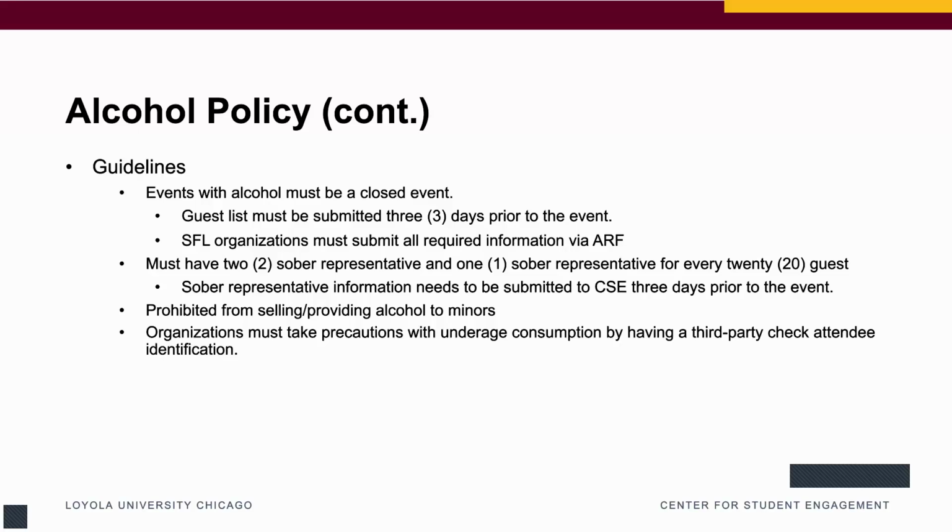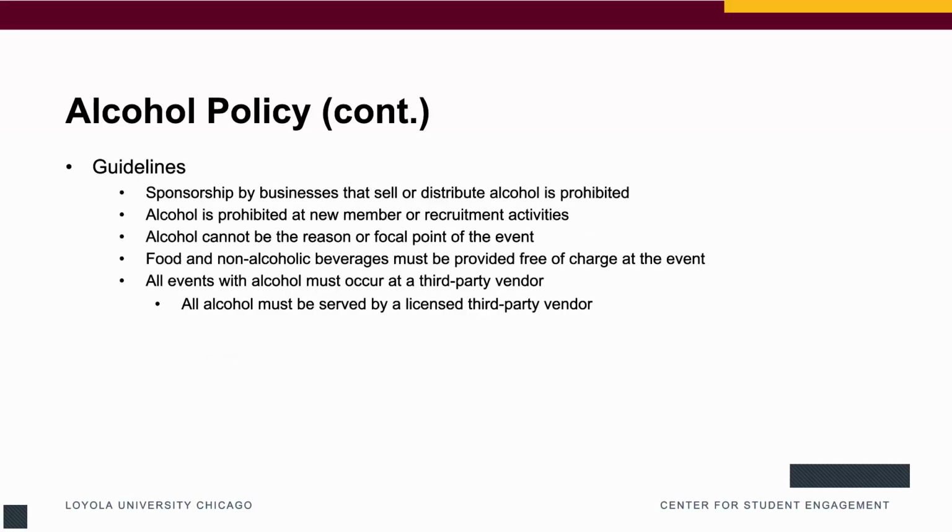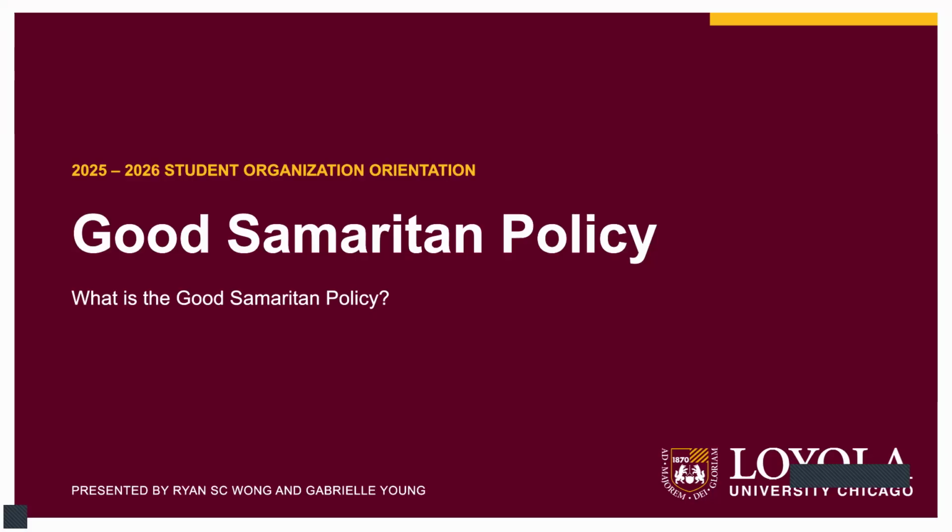Orgs are prohibited from selling or providing alcohol to minors, and the organizations must take precautions with underage consumption by having a third party check attendee identification. Lastly, sponsorship by businesses that sell or distribute alcohol is prohibited. Alcohol is prohibited at new member or recruitment activities. Alcohol cannot be the reason or focal point of the event. Food and non-alcoholic beverages must be provided free of charge at the event. And all events with alcohol must occur at a third-party vendor, and that alcohol must be served by a licensed third-party vendor.